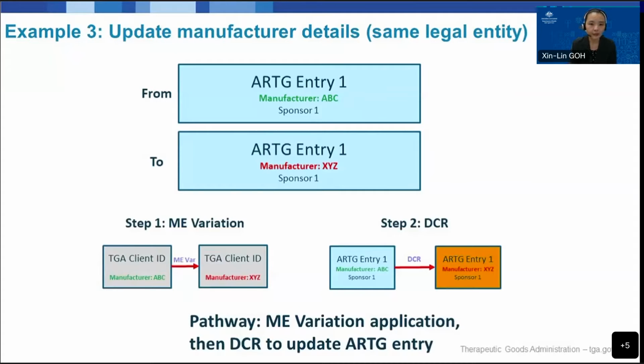Moving on now to the third example, we have a sponsor who is seeking to update their manufacturer name due to a rebranding. So the legal manufacturer in this case remains the same and the QMS remains the same. And if that is the case, the sponsor can update manufacturer details by submitting an ME variation application. You would then need to submit a DCR application to update your manufacturer details on your ARTG certificate. If the legal manufacturer has changed, for example, as a result of an acquisition, then a new application for inclusion will be required as the kind of device has changed.